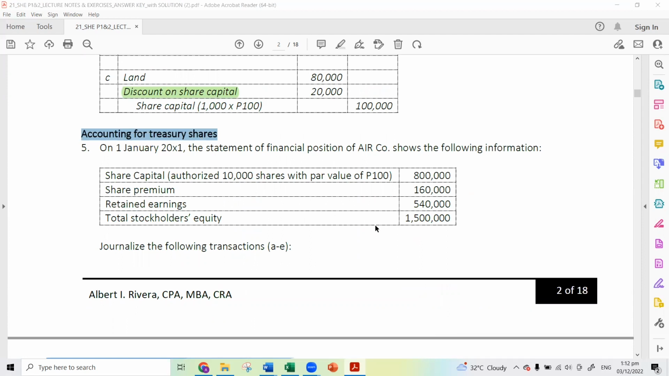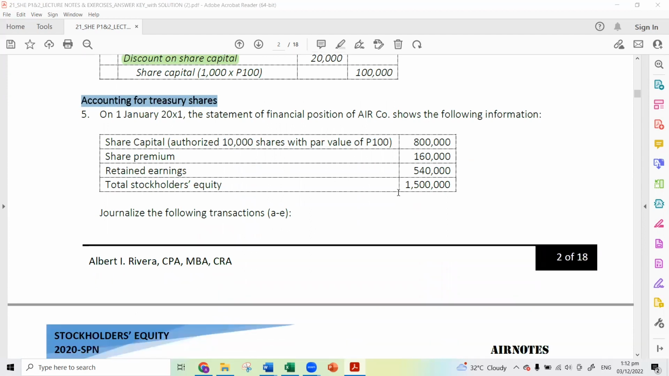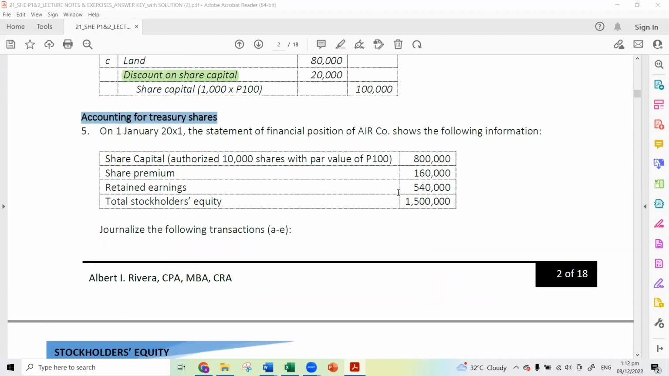Okay, let's go to accounting for treasury shares. Pag sinabi natin treasury shares, these are what? These are the entity's own shares, no? That were previously issued but are subsequently reacquired pero hindi ni-retire. Okay? So tatandaan mo yan, hindi siya ni-retire.